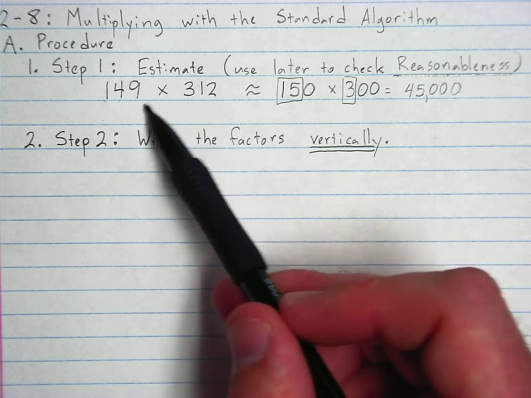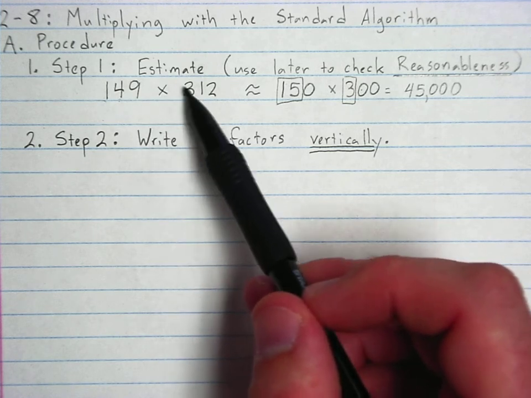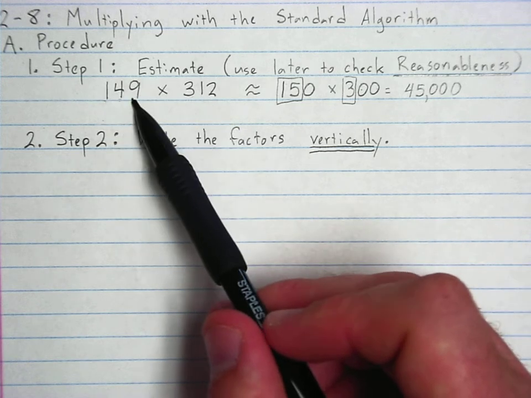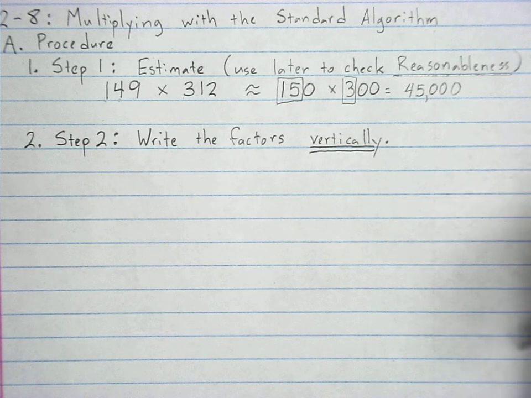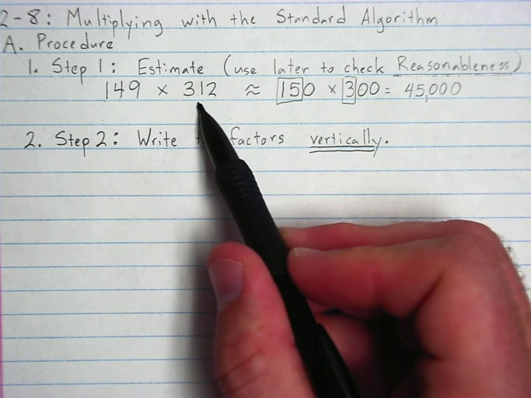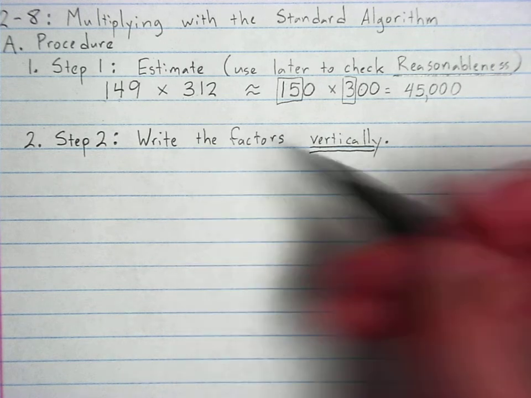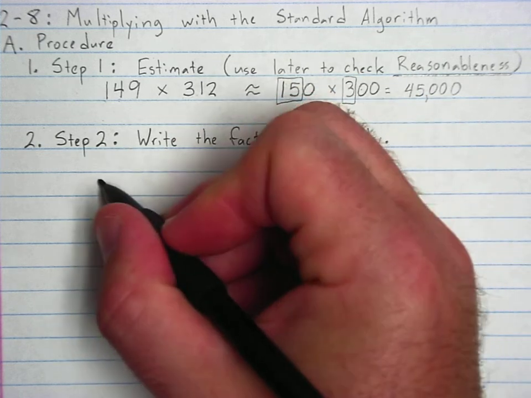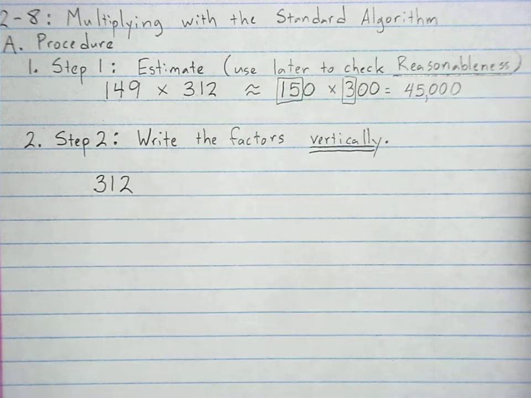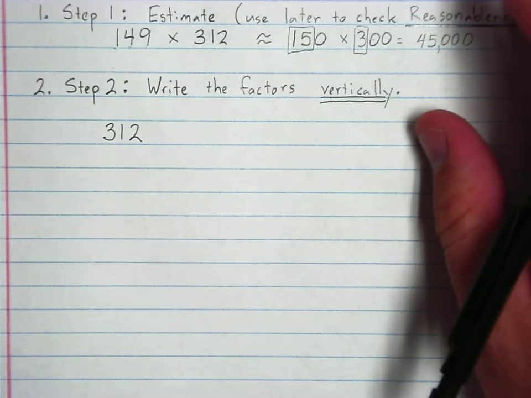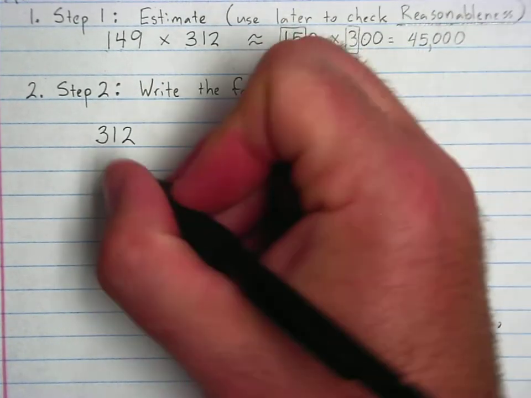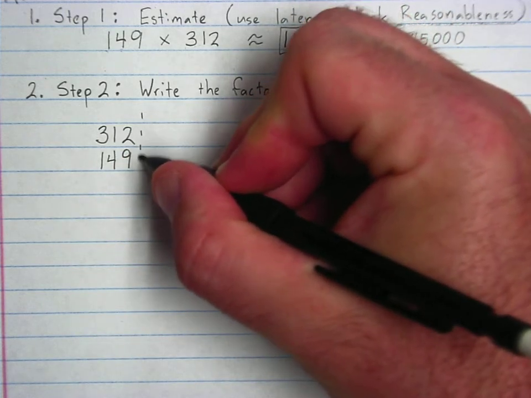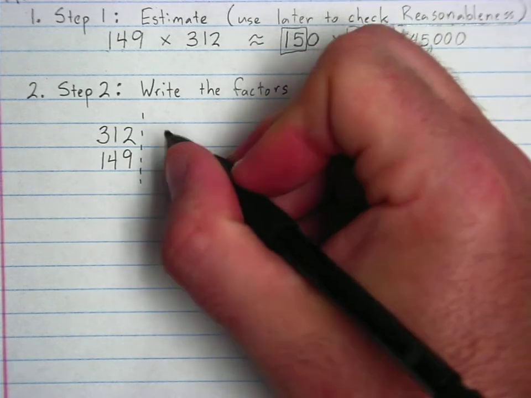Commutative property says I can put them in any order I want. I'm usually going to put the longer number on top. Now this is 1, 2, 3 digits, 1, 2, 3 digits. They're both the same length. This one is a bit bigger though, so maybe I'll put that one on top. Again, it really honestly does not matter. Not with multiplication anyway. Multiplication's like addition. Nice and relaxed. We'll go ahead and put the other one on the bottom, and like I mentioned earlier, we're lining everything up on the right.